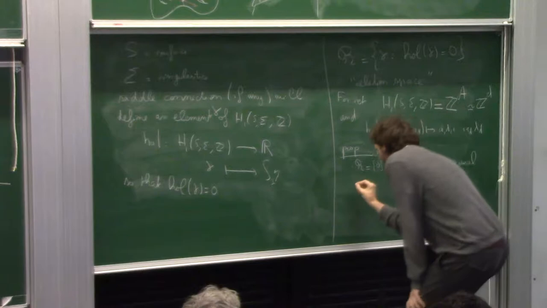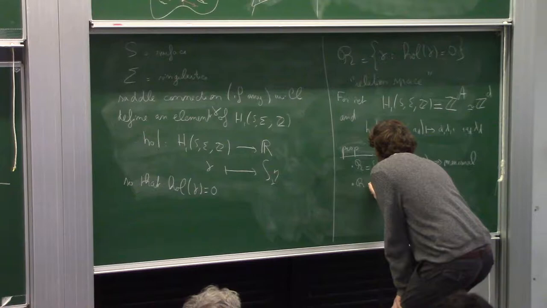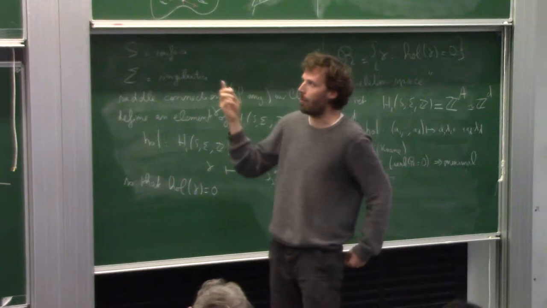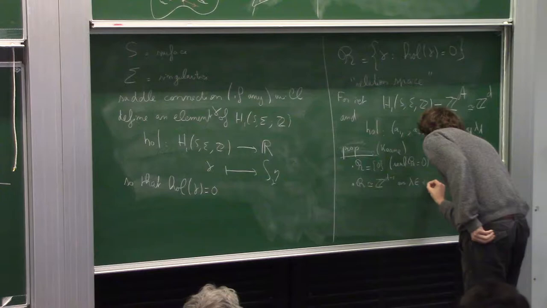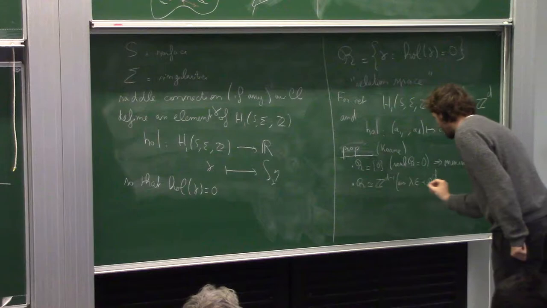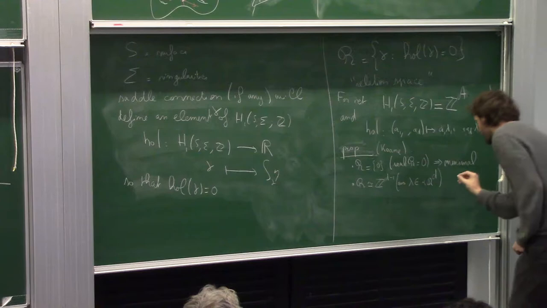And the other case that is interesting is when R is isomorphic to Z^(d-1). I assume that lambda is not 0, otherwise it's a bit trivial. But if it's Z^(d-1), it means that lambda belongs to something times Q to the d. So basically you can consider that it's a rational point. And if it's rational, all the orbits are periodic. This is also easy to see. So it's completely periodic.